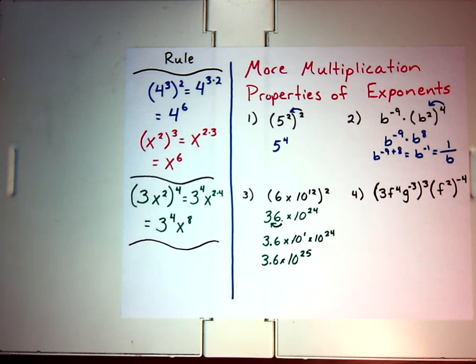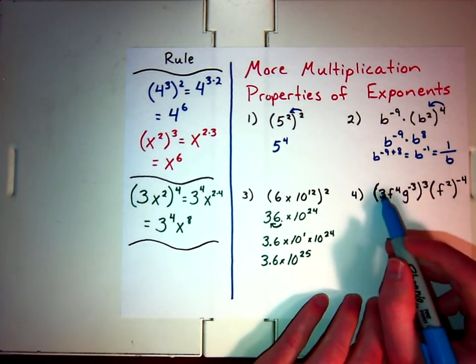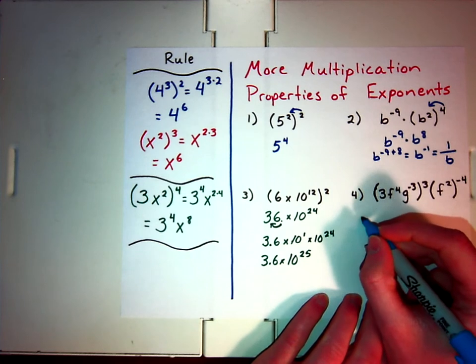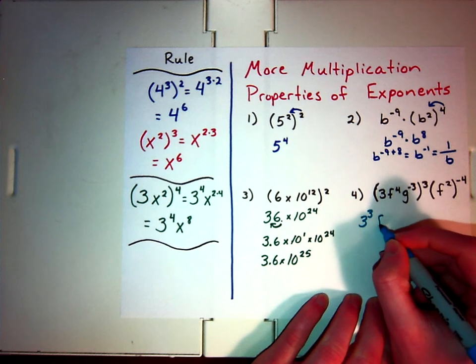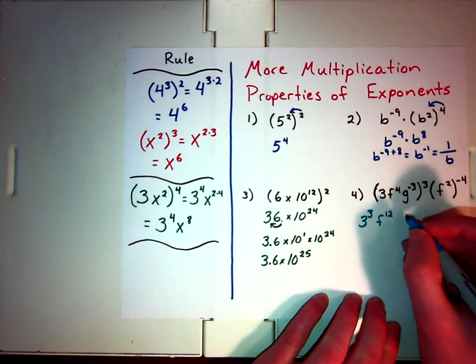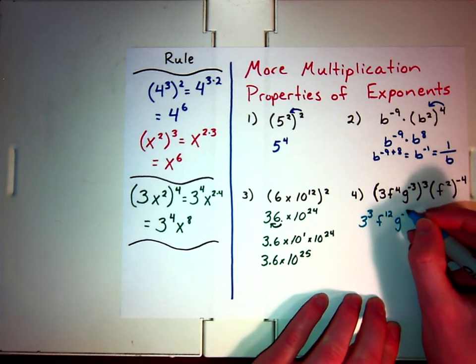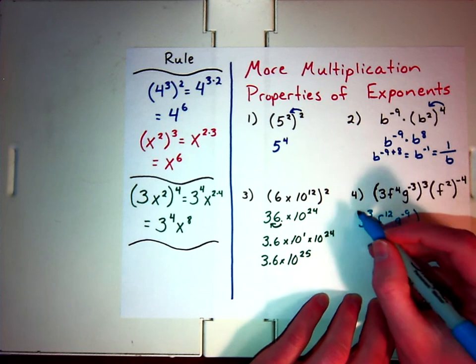For number 4, this one's a big problem. There's a lot going on. We're going to combine a lot of the rules we've learned. So let's take care of this first side. This first one here, 3 to the third power. This is going to be 4 times 3, so it's going to be f to the 12th power. This is g to the negative third times 3, so 3 times negative 3. That's going to be to the negative 9th power. A negative times a positive is a negative.